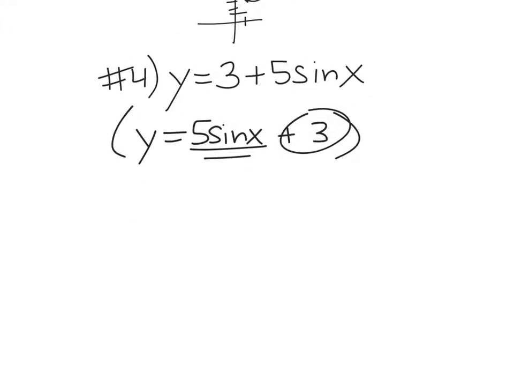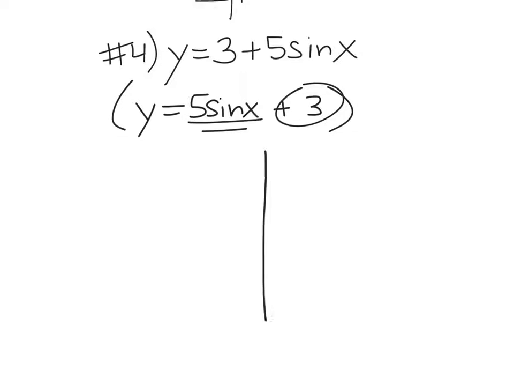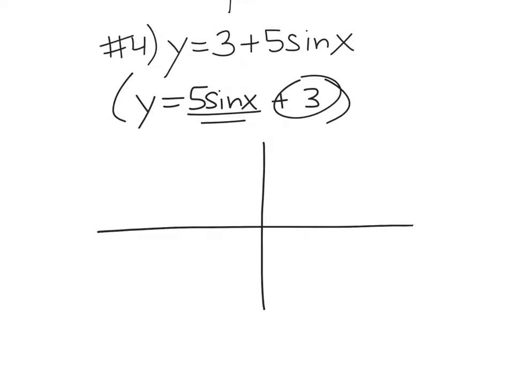Okay, so let's see what this means. Here we go. You're going to need a graph. Did the period change at all? No, the period only changes if there's a number next to x, okay? So my period on this graph is still 2 pi. So I'm going to go 1, 2, 3, 4, and I'm going to label that 2 pi.